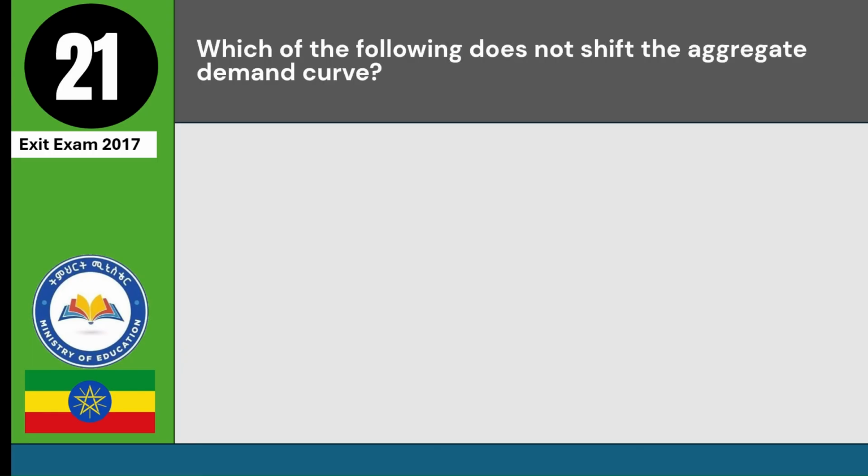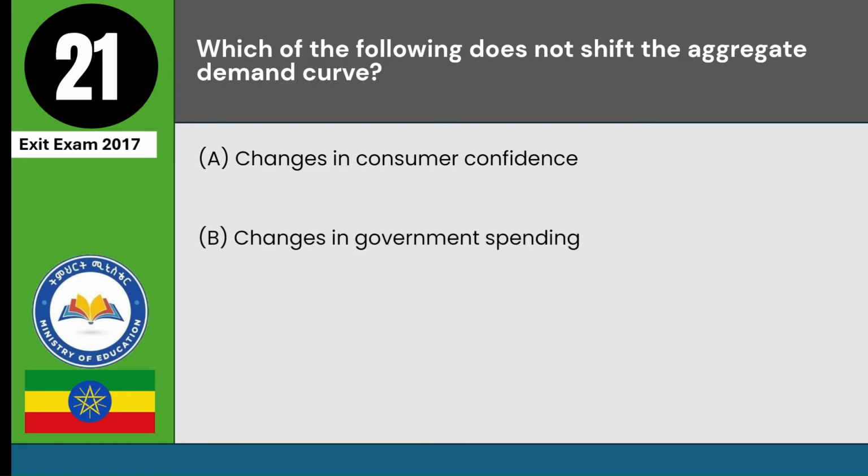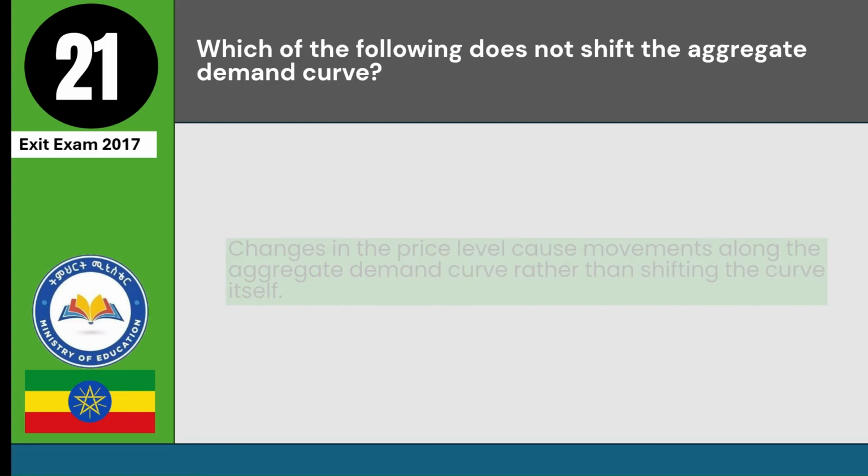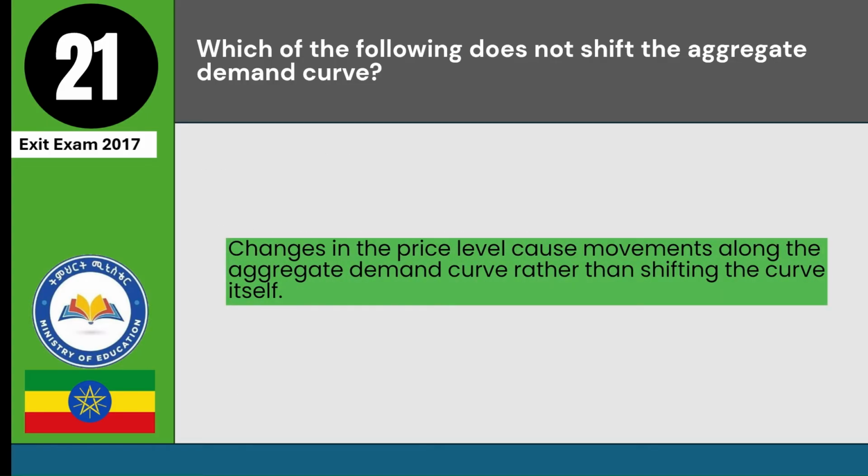Which of the following does not shift the aggregate demand curve? A. Changes in consumer confidence. B. Changes in government spending. C. Changes in the price level. D. Changes in taxes. Answer: C. Changes in the price level cause movements along the aggregate demand curve rather than shifting the curve itself.